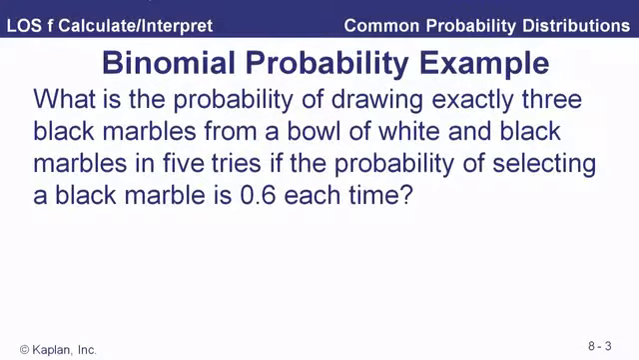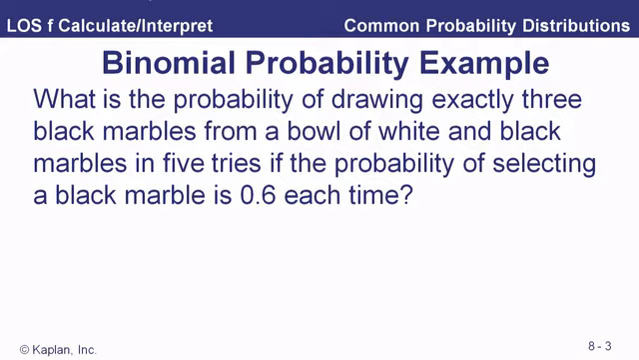Okay, now that we understand that binomial formula and probability, let's apply it to a different problem. Similar problem: what's the probability of drawing 3 black marbles from a bowl of white and black marbles in 5 tries if the probability of selecting a black marble is 0.6 each time?